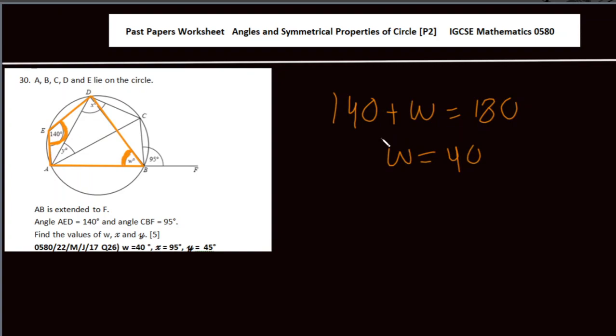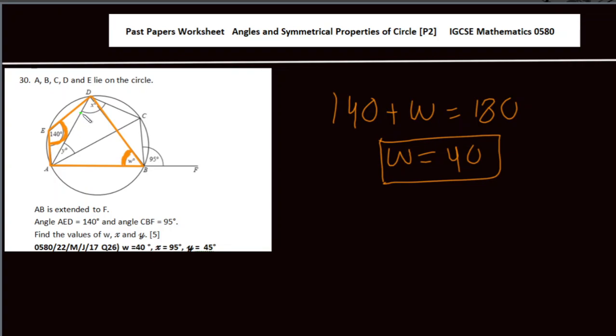Okay, in question number 30, we have to first find angle W. Angle W is forming opposite angles in a cyclic quadrilateral, which sum up to 180 degrees, or angles in opposite segments are supplementary. So the sum of these two should be equal to 180. So W will come out to be 40 degrees.